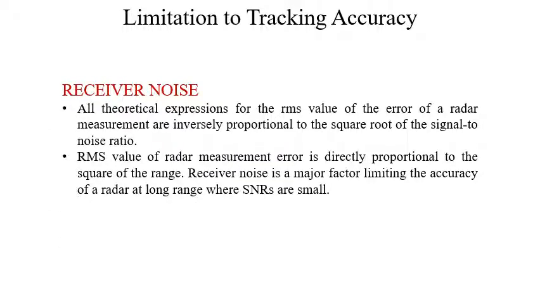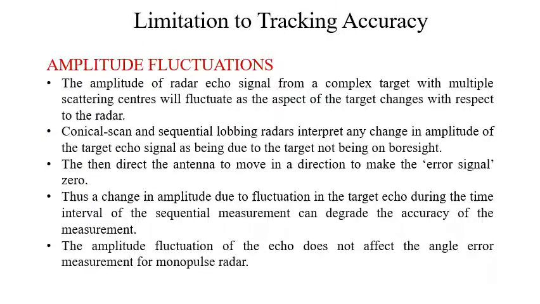Now consider the receiver noise. All theoretical expressions for the RMS value of the error of a radar measurement are inversely proportional to the square root of the signal to noise ratio. Now the RMS value of radar measurement error is directly proportional to the square of the range. Receiver noise is a major factor limiting the accuracy of the radar at long ranges where SNRs are small. So receiver noise dominates when the range of the target is larger, and glint dominates when the range of the target is lower.